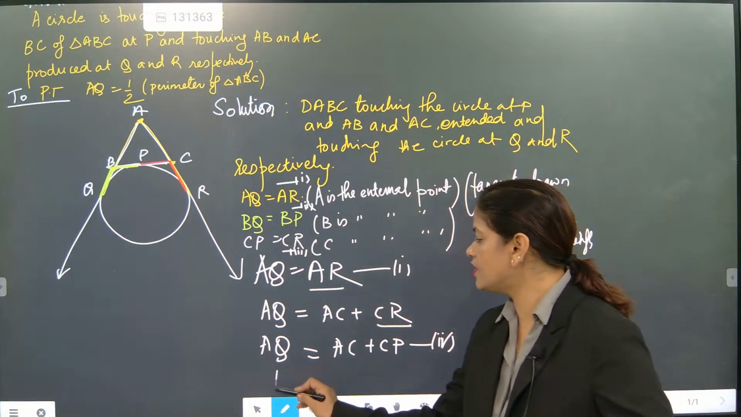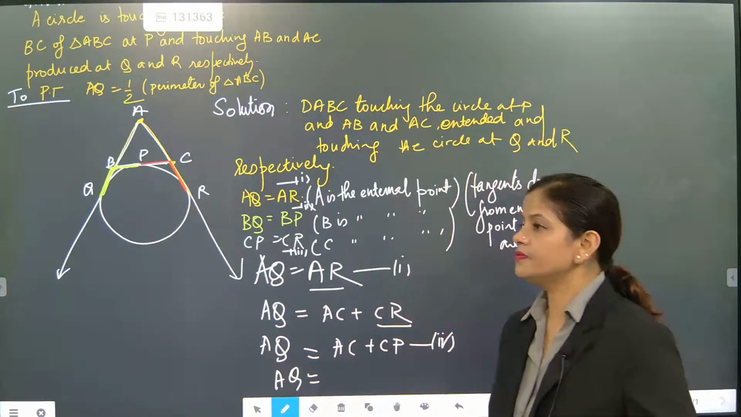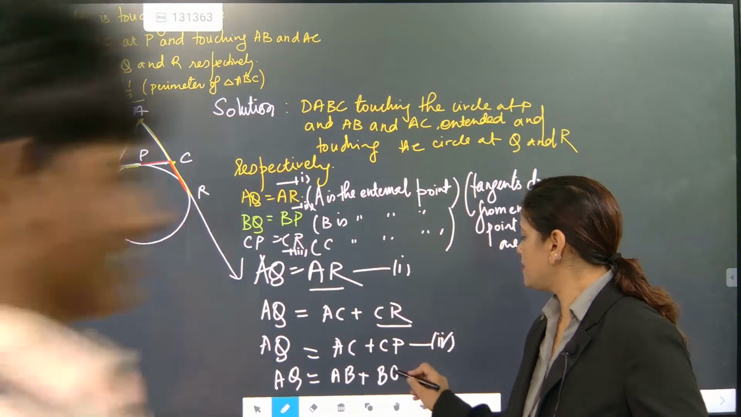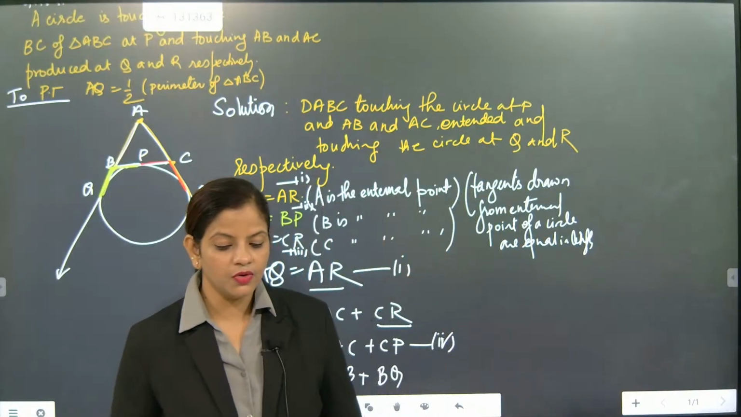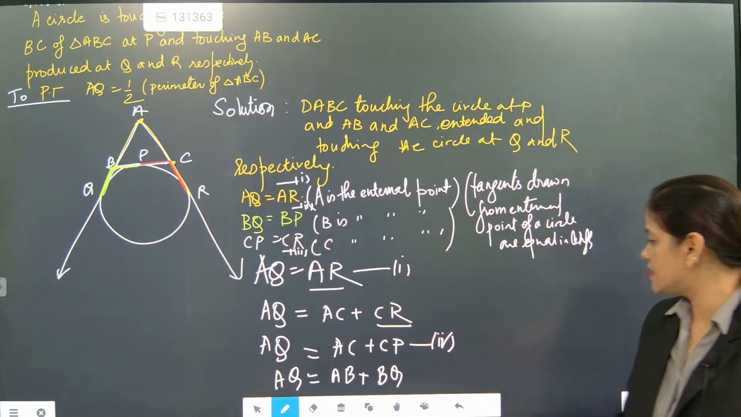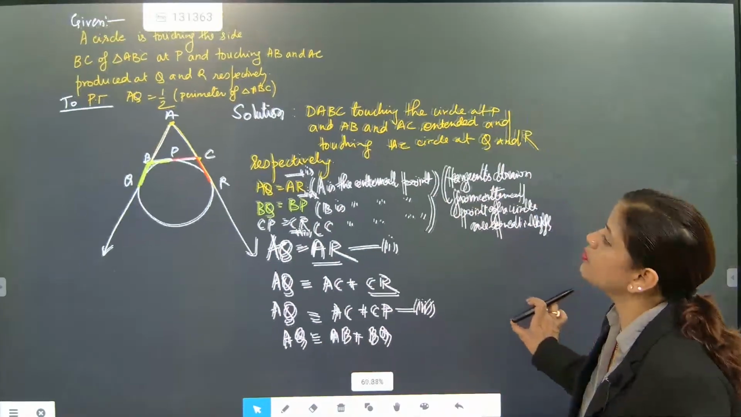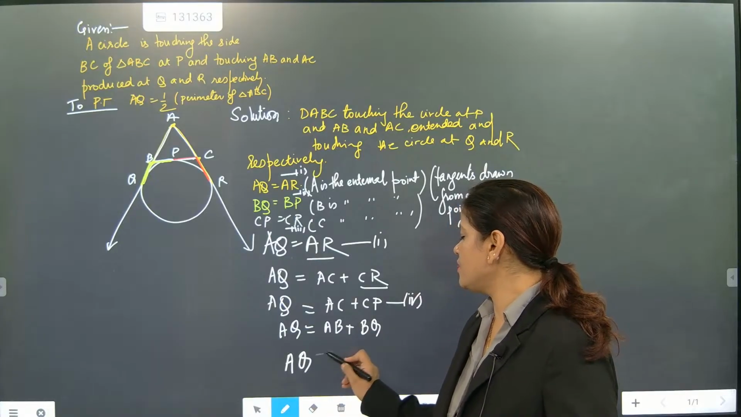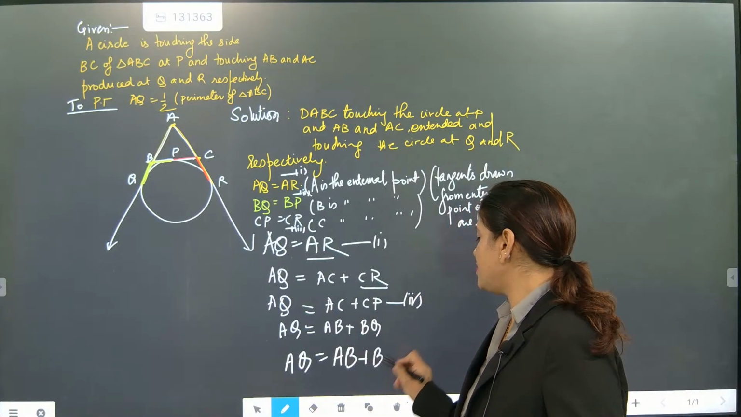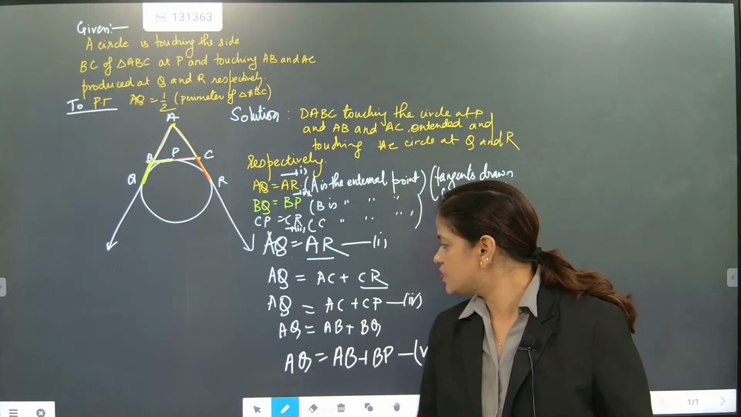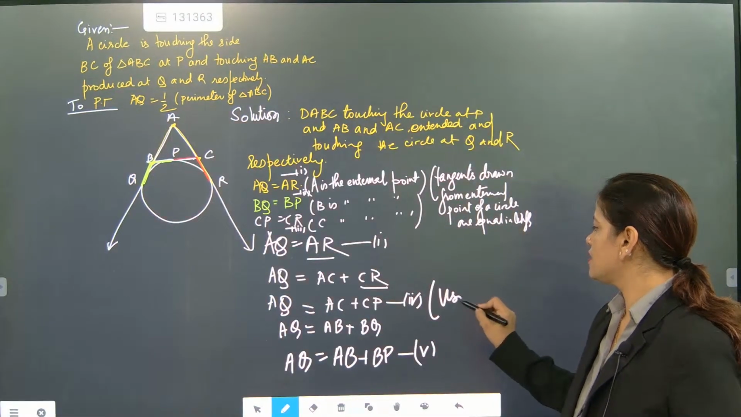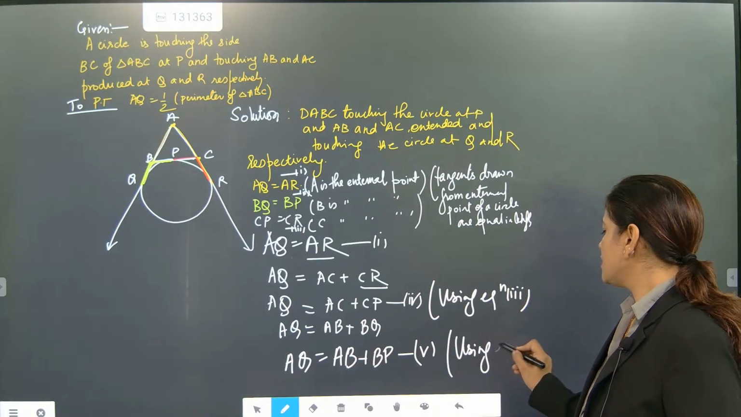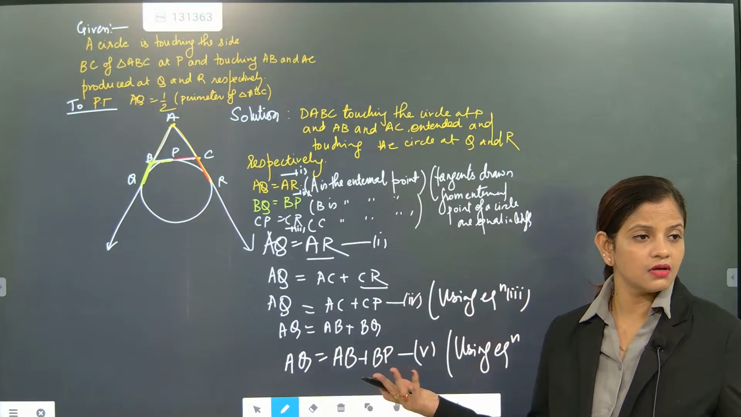So now AQ, what can you write? AQ is equal to AB plus BQ. That's correct. Once you are writing AB plus BQ, BQ can be written as BP. So AQ is equal to AB plus BP. This will become equation 5. Here, which equation did you use? You used equation 3.